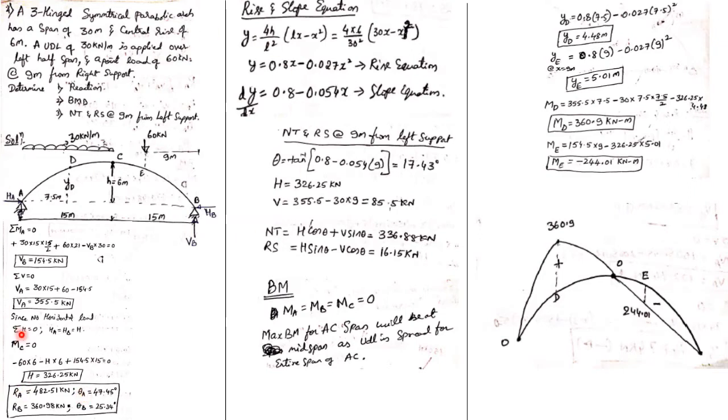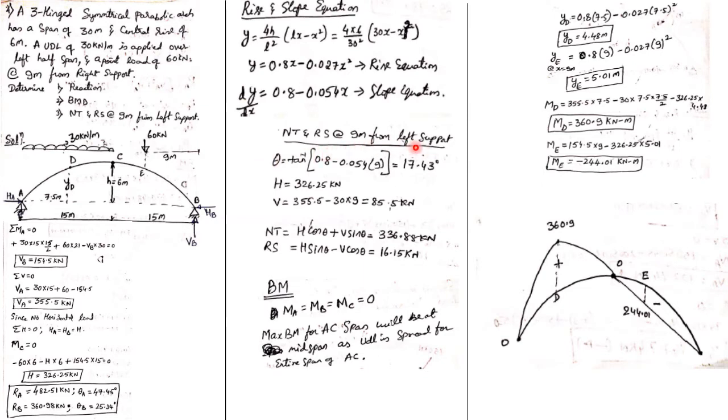Then go for the slope equation. Slope equation is from the rise equation. So we got the rise equation as y is equal to 0.8 x minus 0.027 x square. Then dy by dx is 0.8 minus 0.054 x, that is the slope equation. Then find out NT and RS at 9 meter from the left support.